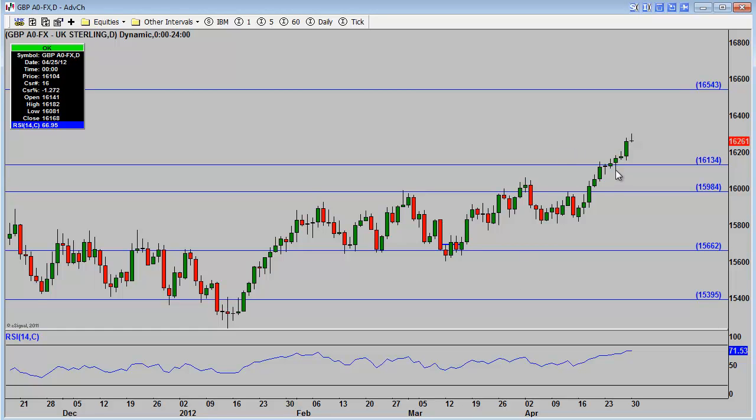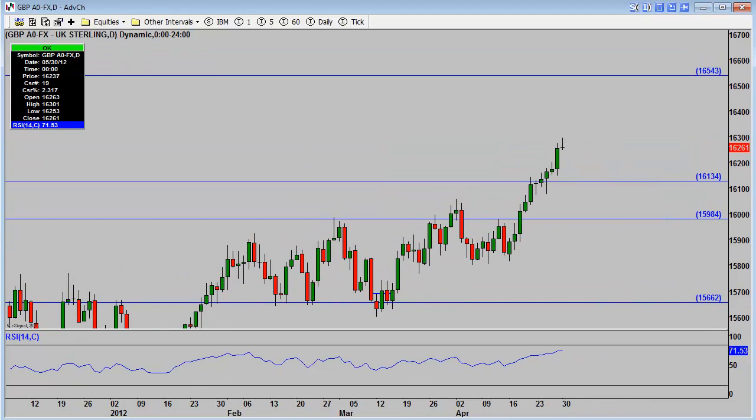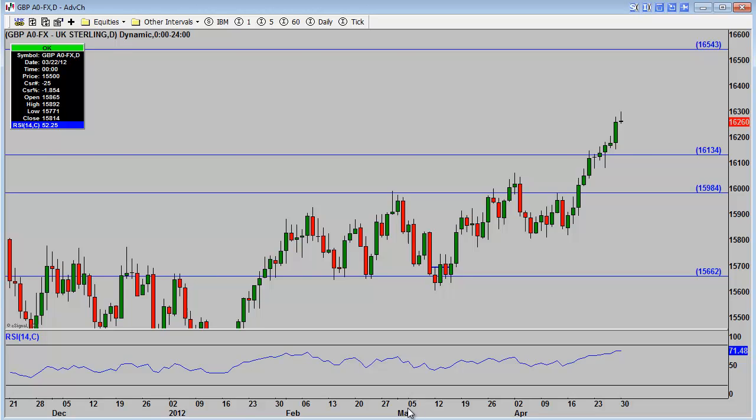But as we watch this, there's another option here. We could wait for a pullback, because look what happens right here.